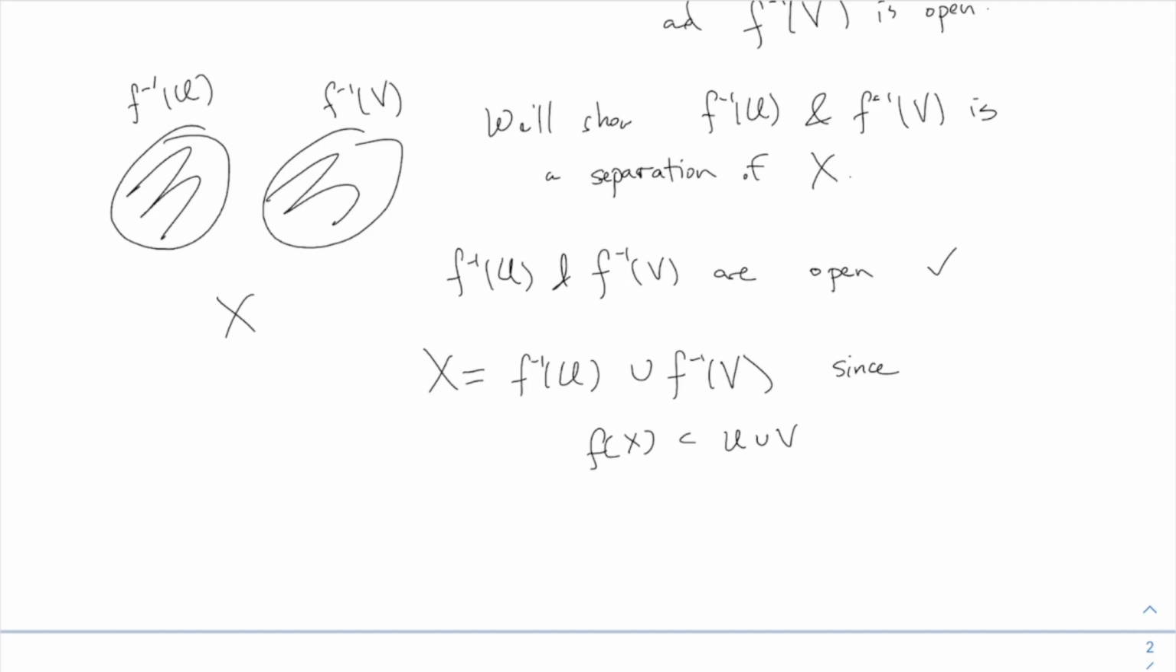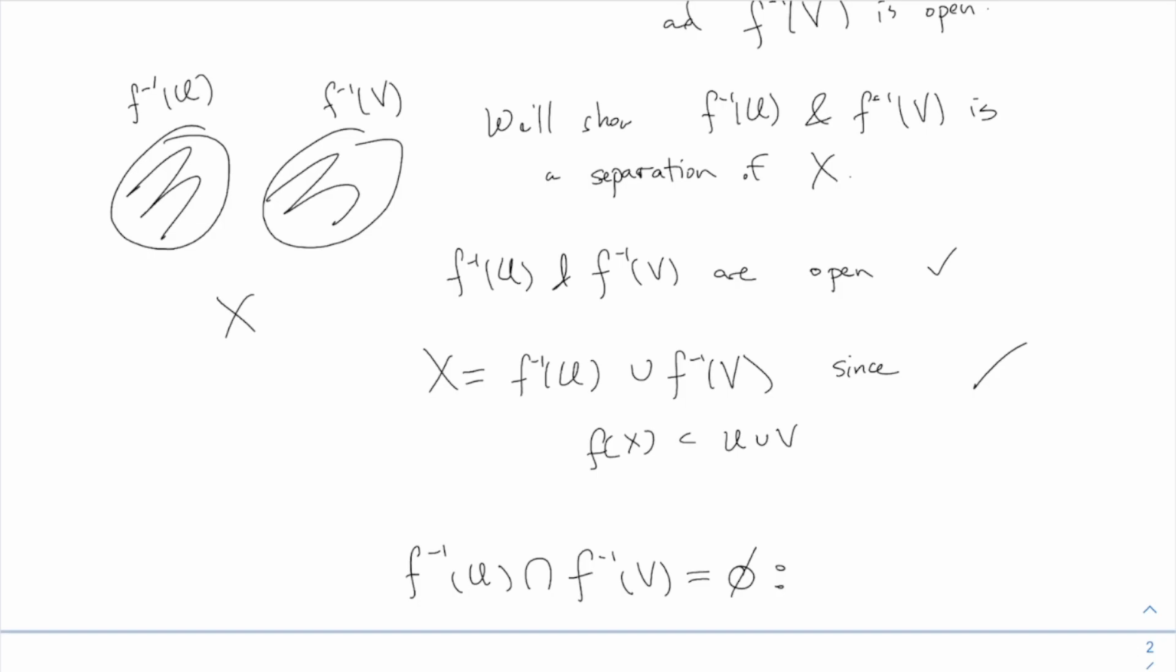That means any point of x is going to go into one of these, u or v. So when I take the preimage of each of those, you actually do get all the points from x. All right? So this is another check. What else do we need? We need these two sets to have empty intersection. So f inverse of u intersect f inverse of v should be empty. This is another property of the separation.